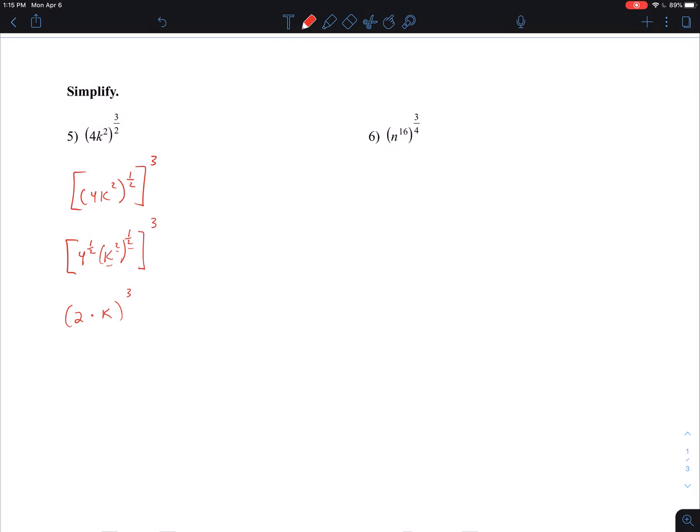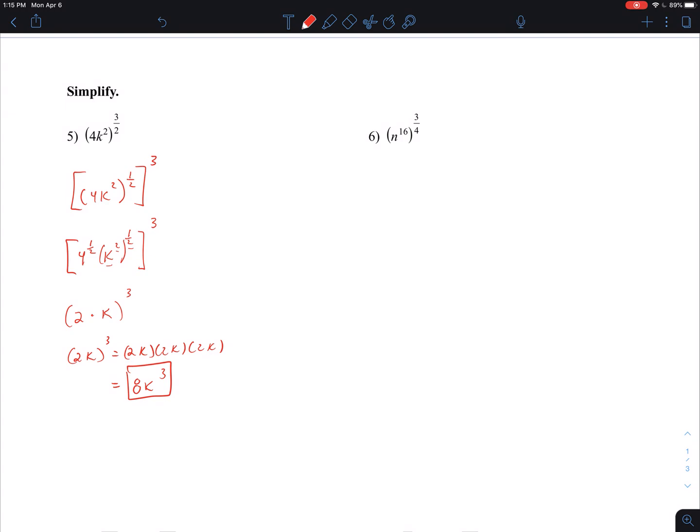So this would be what? Well, if you don't remember your rules of exponents, you can write them out, right? So this would be 2k times 2k times 2k. So this is 8k cubed.